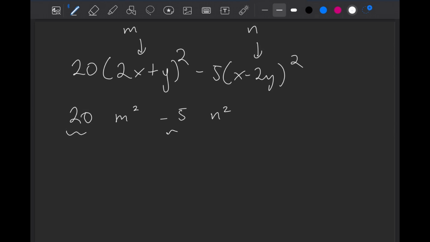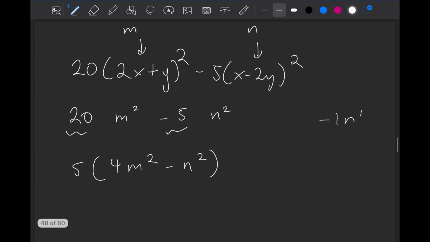With 20 and 5, we can take out a 5, and we'll get 4m squared minus n squared. And this minus n squared is basically minus 1n squared, and that's going to be the difference of squares factoring. So minus 1 times plus 1 is minus 1.